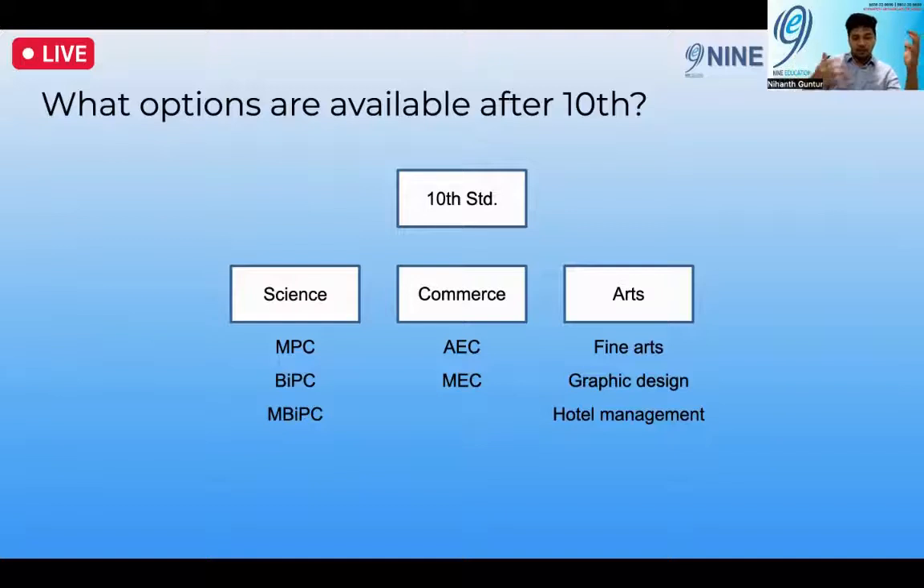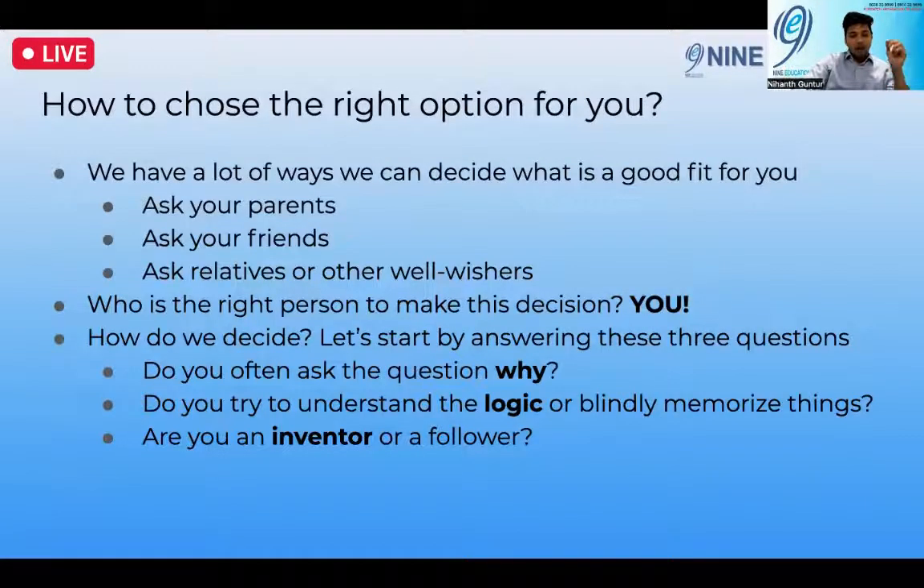You can take fine arts, graphic designing, hotel management, n number of options. Now, this information is not new. You can do a quick Google search and you'll figure out that, okay, these are the different streams that I can take. But what is new is how do you choose the right option for you? How can you make a decision or choose the right stream based on your strengths and weaknesses?